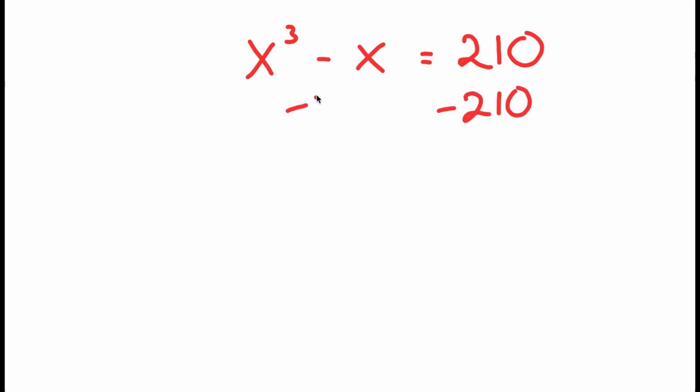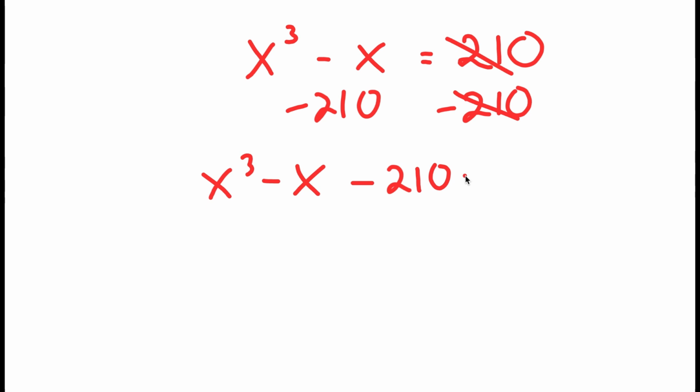Alright, so in this video, I'm going to solve the equation x to the power of 3 minus x is equal to 210. So to solve this, I'm going to first start by subtracting 210 on both sides. So these two cancel out, and I get x to the power of 3 minus x minus 210 is equal to 0.